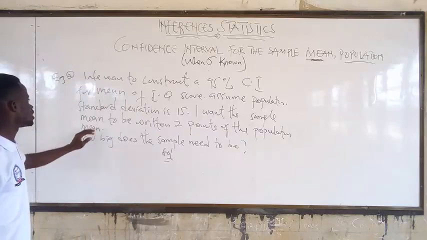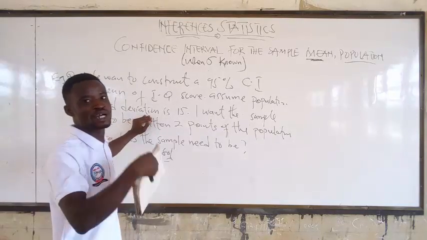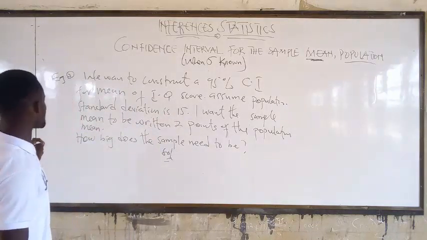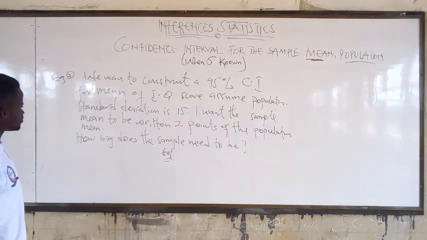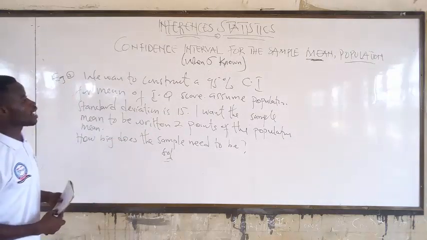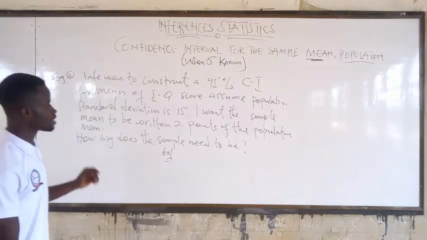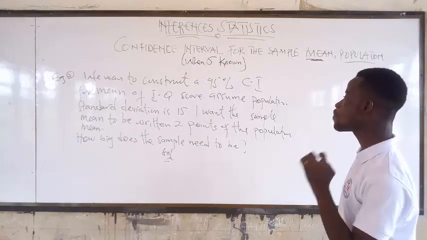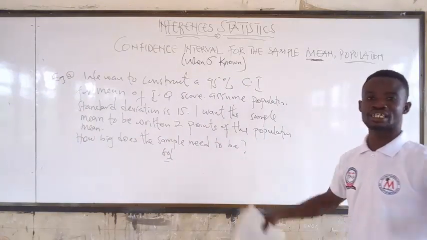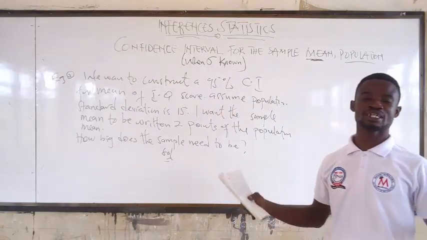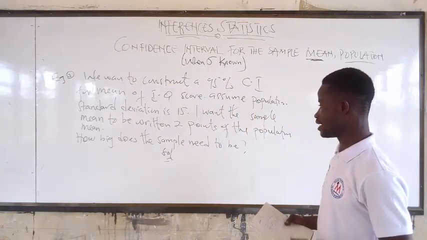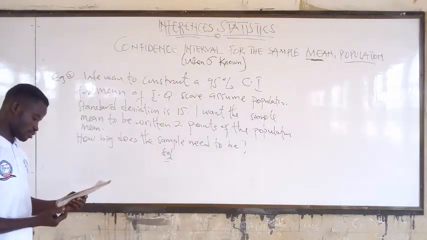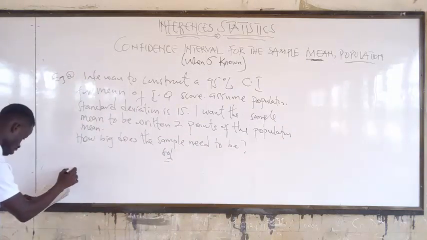Assume population standard deviation, that one coming in will let you know it's talking of the mean, is 15. I want the sample mean to be within 2 points of the population mean. How big does the sample need to be? It means that we are looking for the what? The n.